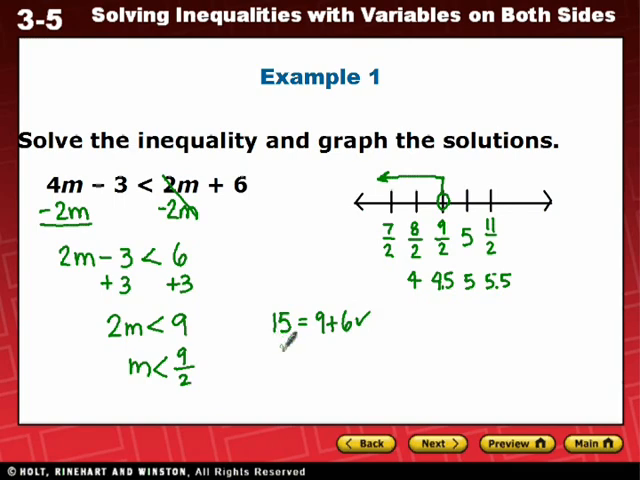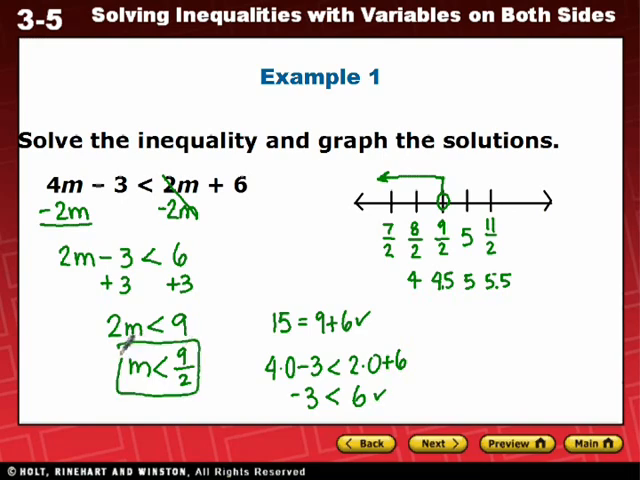And then for less than, pick a number less than 4.5. My favorite number less than 4.5 would be 0. Right, so I've got 4 times 0 minus 3 is negative 3, and that's supposed to be less than 2 times 0 is 0 plus 6, and definitely negative 3 is less than 6. So 2 ways of checking to be sure that I am 100% right.